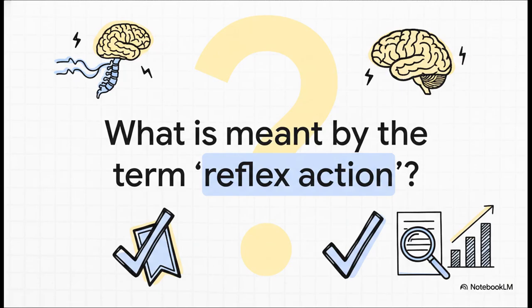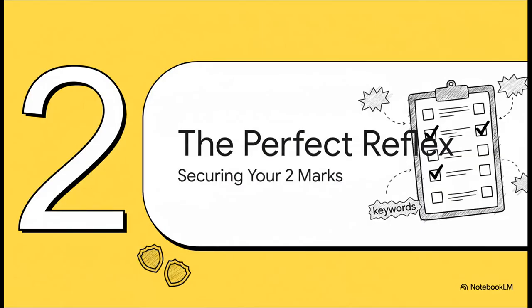And here's the first part. What is meant by the term reflex action? Just 2 marks. Now that seems super simple, right? But you'd be surprised how easy it is to drop one of these marks if you're not careful. Let's see how the mark scheme makes sure we get both. Okay, let's dive into this.